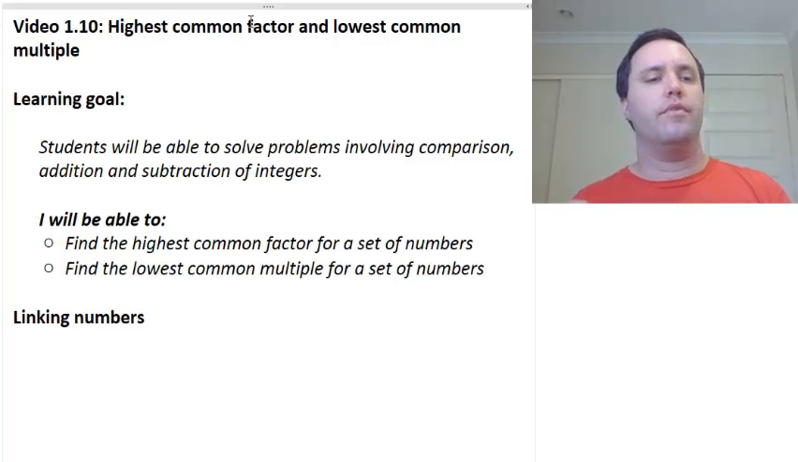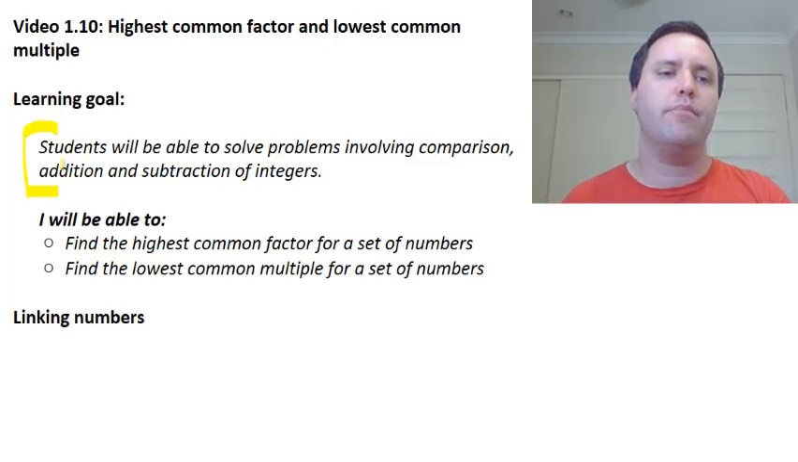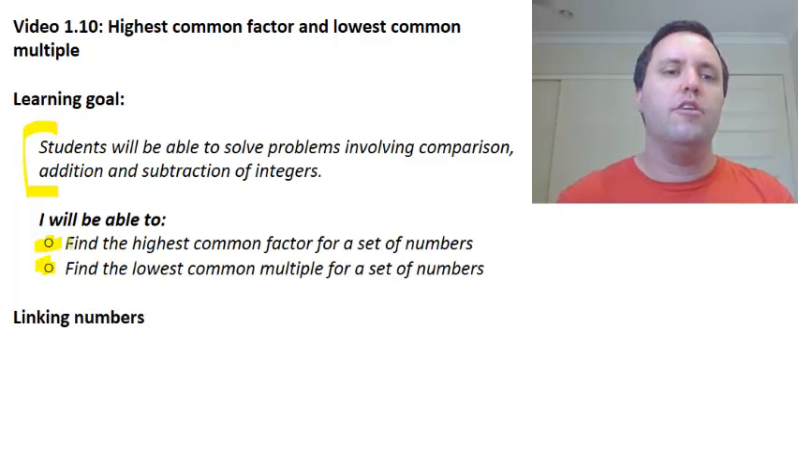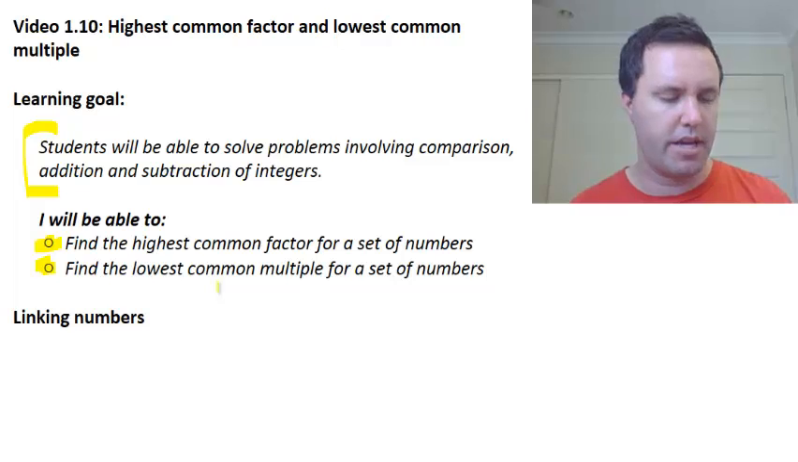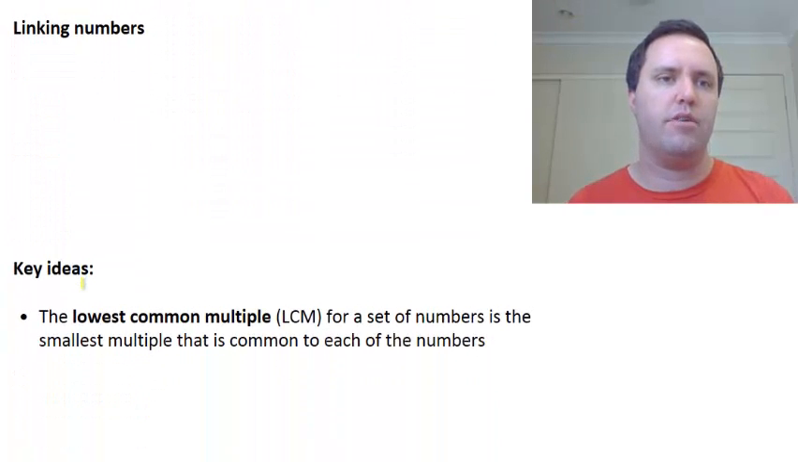So with learning goal, we're going to be able to still be able to solve problems involving comparison, addition and subtraction of integers. And your success criteria for this one is to be able to find the highest common factor for a set of numbers and find the lowest common multiple for a set of numbers. Okay? Alright, so factors and multiples are things that link numbers together.